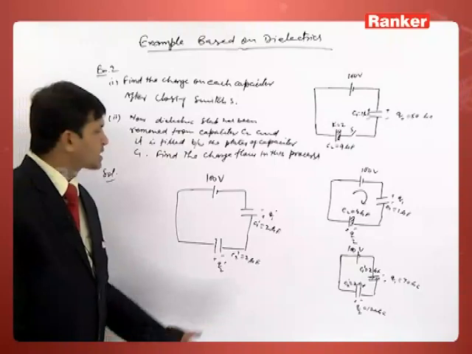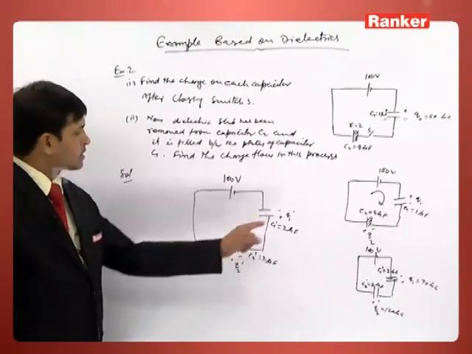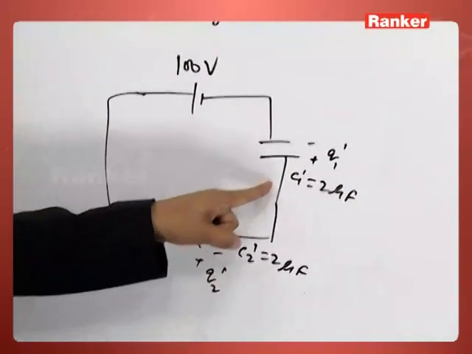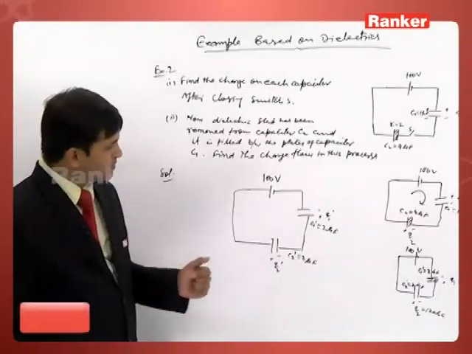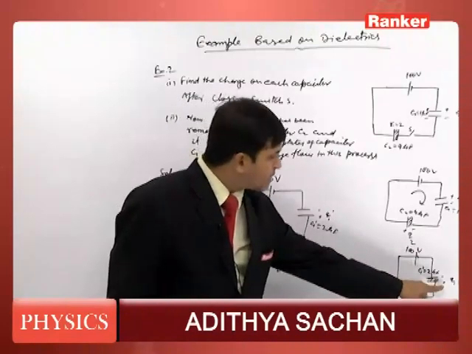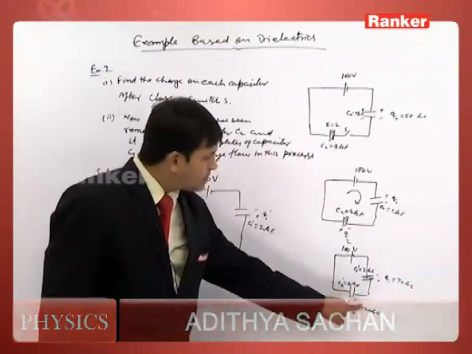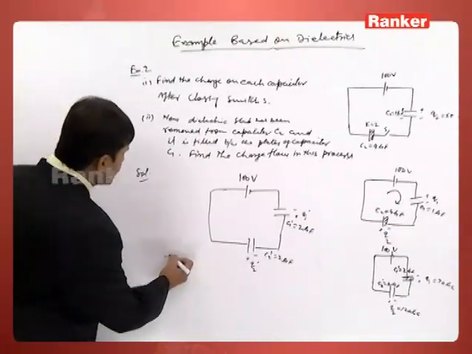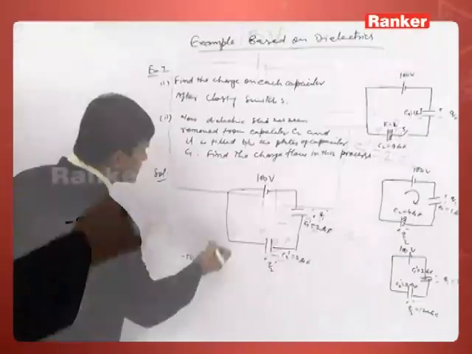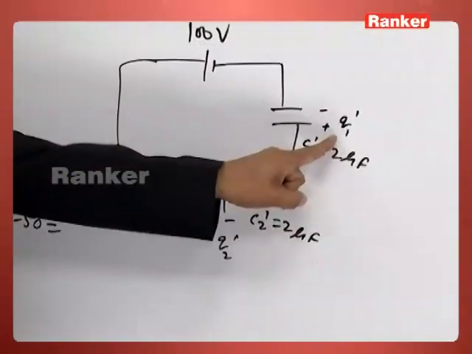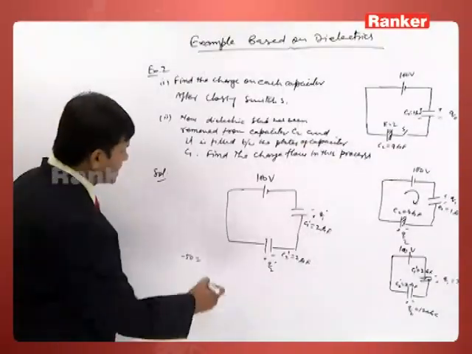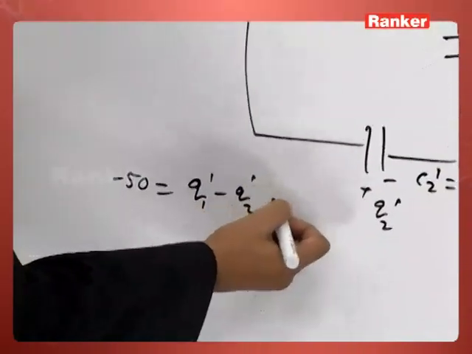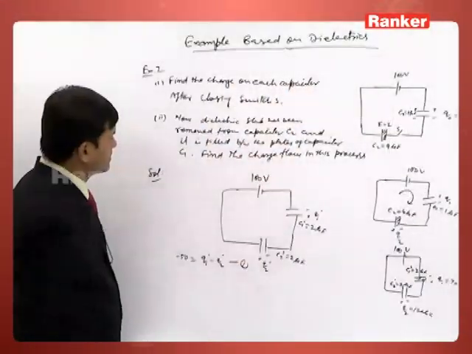Now again we can use conservation of charge, because these two plates are connected together. Whatever the charge, that charge can flow only between these two plates. So in these two plates, the initial charge was plus 70, minus 120, which means minus 50. The initial charge was minus 50. Now the charge is plus Q1 dash minus Q2 dash. So Q1 dash minus Q2 dash. This is the first equation.